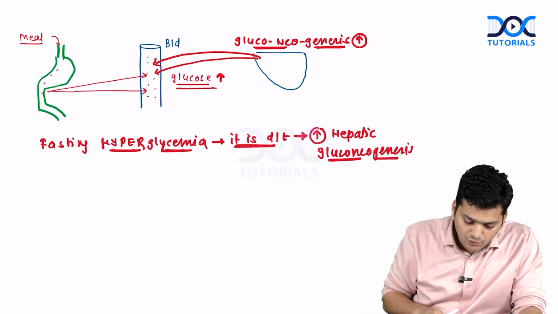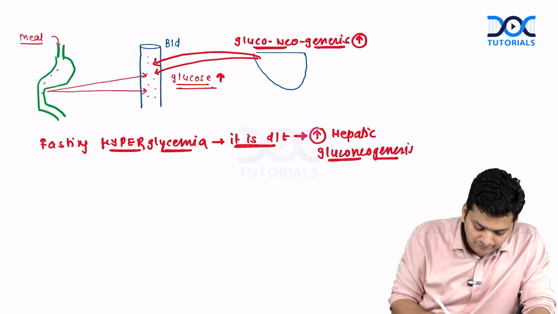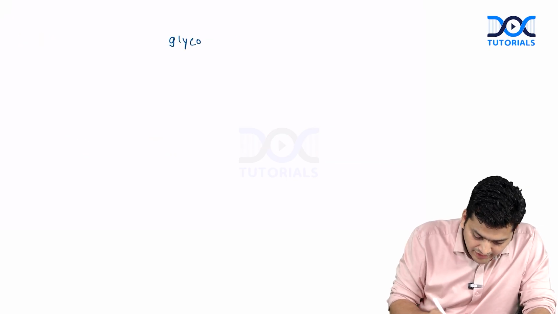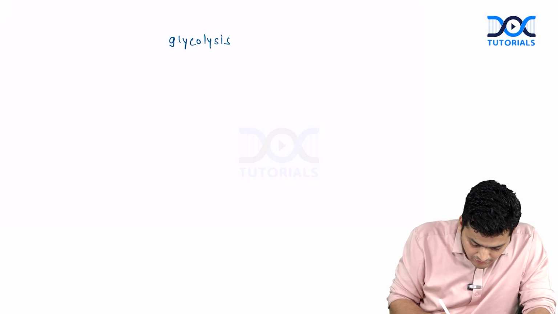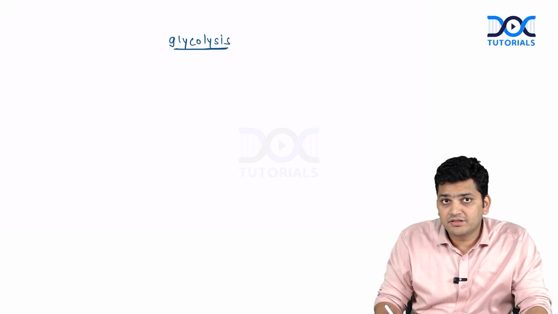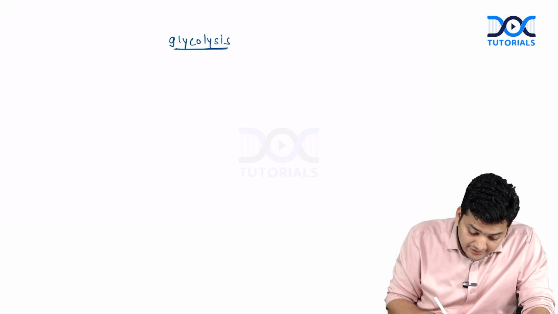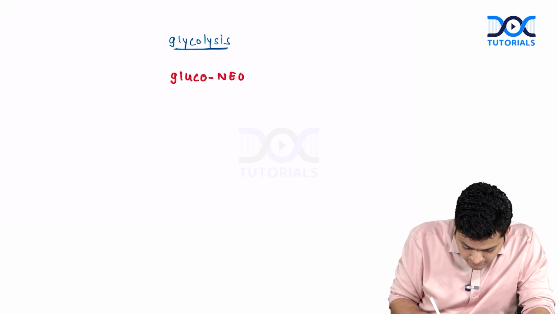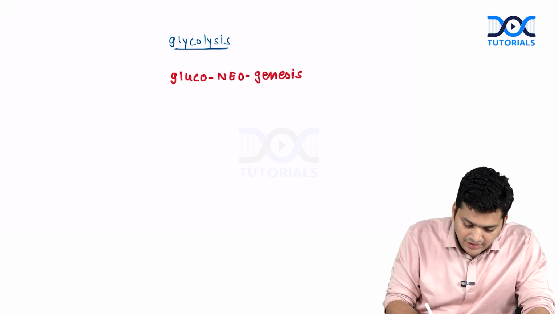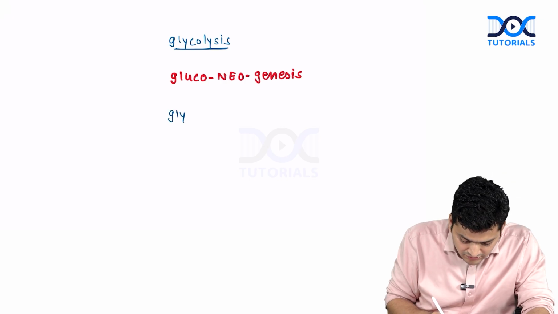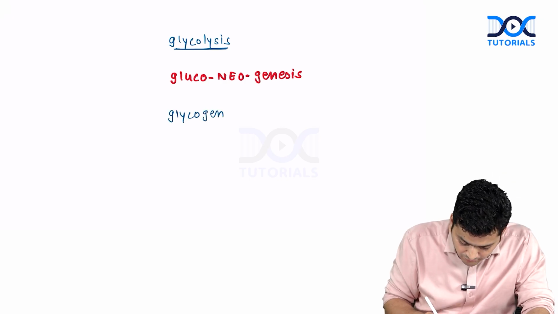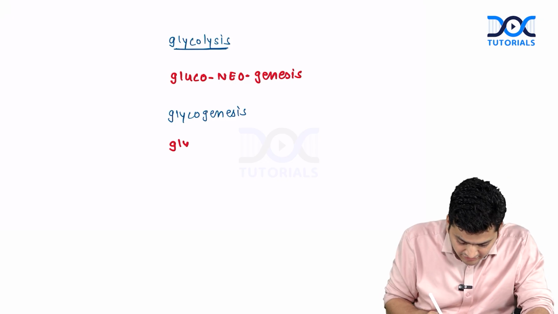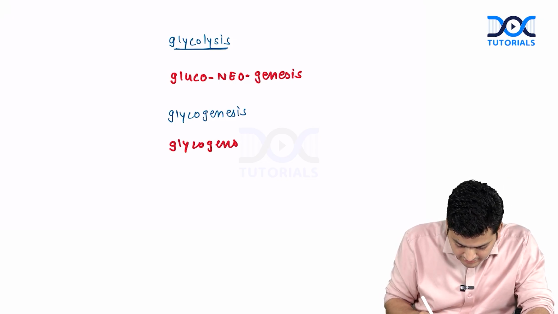If I write down the 4 pathways that we have discussed so far, one was the glycolysis, that is the breakdown of the glucose. Then we have discussed the synthesis of the glucose, that is the gluconeogenesis. Then we have discussed the glycogen synthesis, that is called glycogenesis. And then we have discussed the breakdown of the glycogen, that is glycogenolysis.